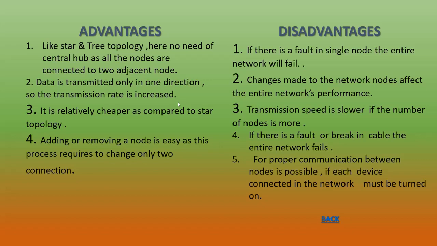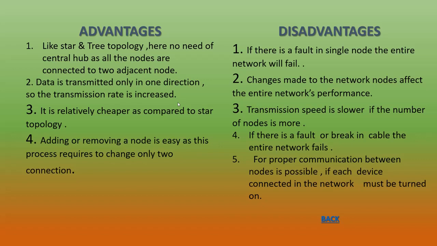If one of the systems is not working, then the remaining devices cannot transmit the signals in that direction. So, normally it will affect the end performance of the network. If you want to change one of the devices in the ring topology, that also will affect the performance of the network. Transmission speed is lower if the number of nodes is more.